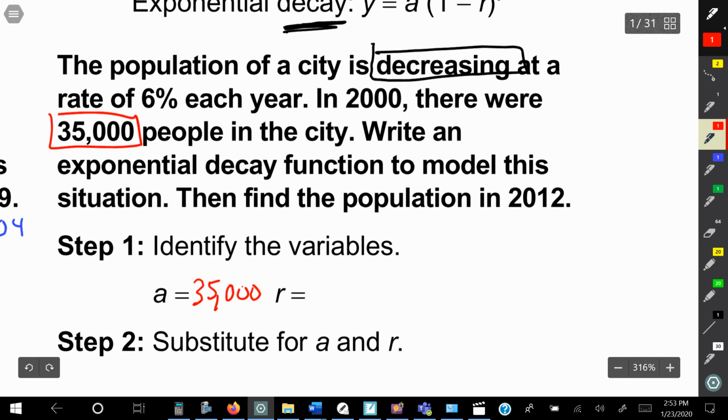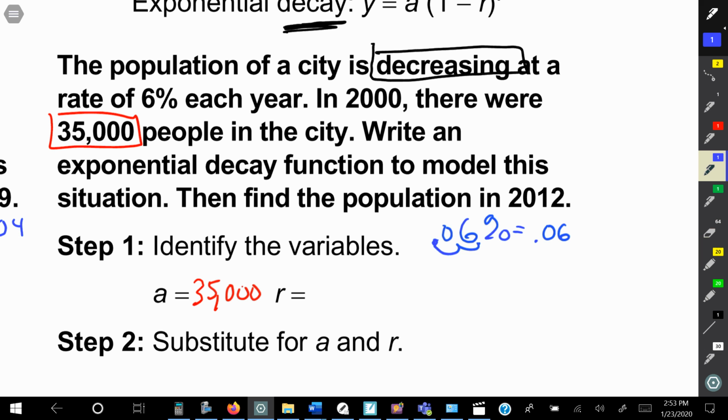And my rate, which is 6%, I'm going to convert that and move the decimal 2 places. And now that's going to equal 0.06 as the rate. So I plug that in, 0.06.